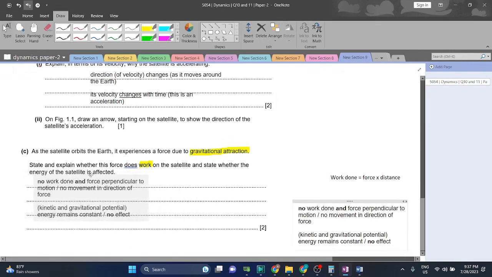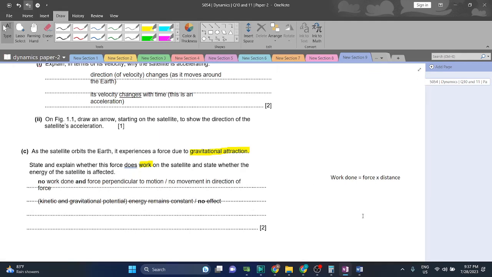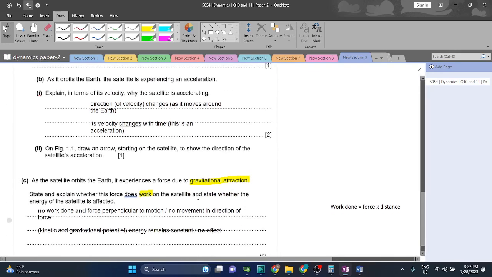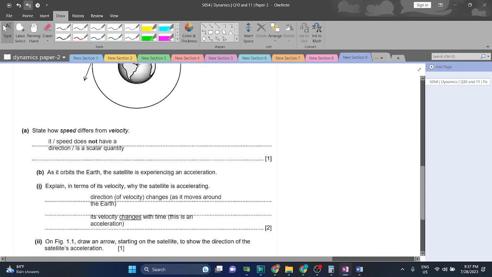So let's read this once. No work done and force perpendicular to motion, no movement in direction of force, kinetic and gravitational potential energy remains constant, there is no effect. So that is a very simple question. If you have followed me so far, this would seem like a very basic question. So anyways, you need to remember two things, the direction of the acceleration and the direction of the velocity. There are a couple of other forces but they are not that relevant.